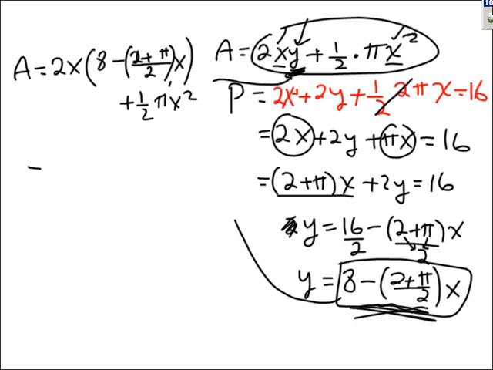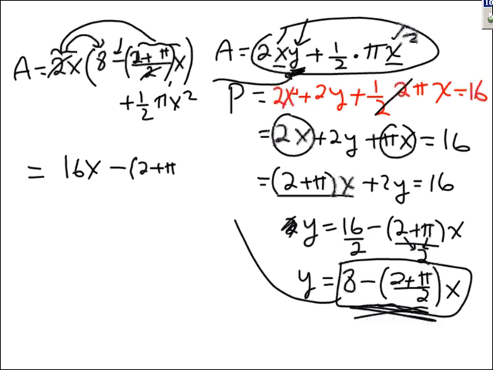Let's clean this up a little bit. 2x times 8 is 16x. Minus, well, 2x times this. I hope you see those 2's canceling. So you get 2 plus pi times x times x. This x times that x. Okay, there is A, plus pi over 2 x squared. Half of pi is pi over 2.